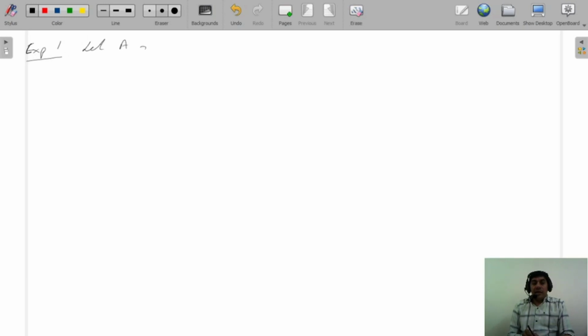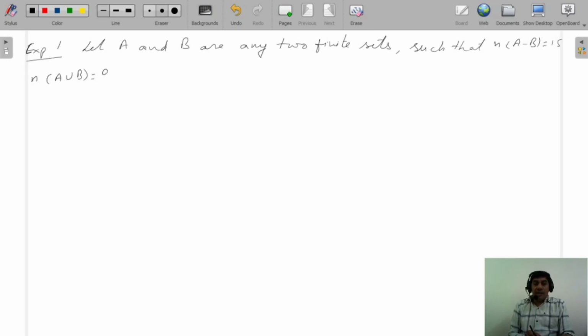Let A and B are any two finite sets such that n of A minus B is equal to 15, n of A union B is equal to 90, and n of A intersection B is equal to 30. Find n of B.